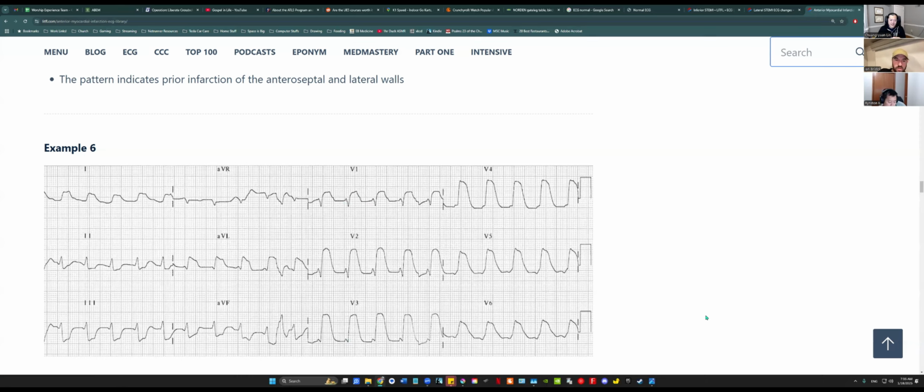Elevations with inferior reciprocity, is that how you say it? Anterolateral ST elevation with inferior reciprocal changes. Okay. Yeah. At the end there, what is that turning into though? It kind of looks weird. It's probably a motion artifact.